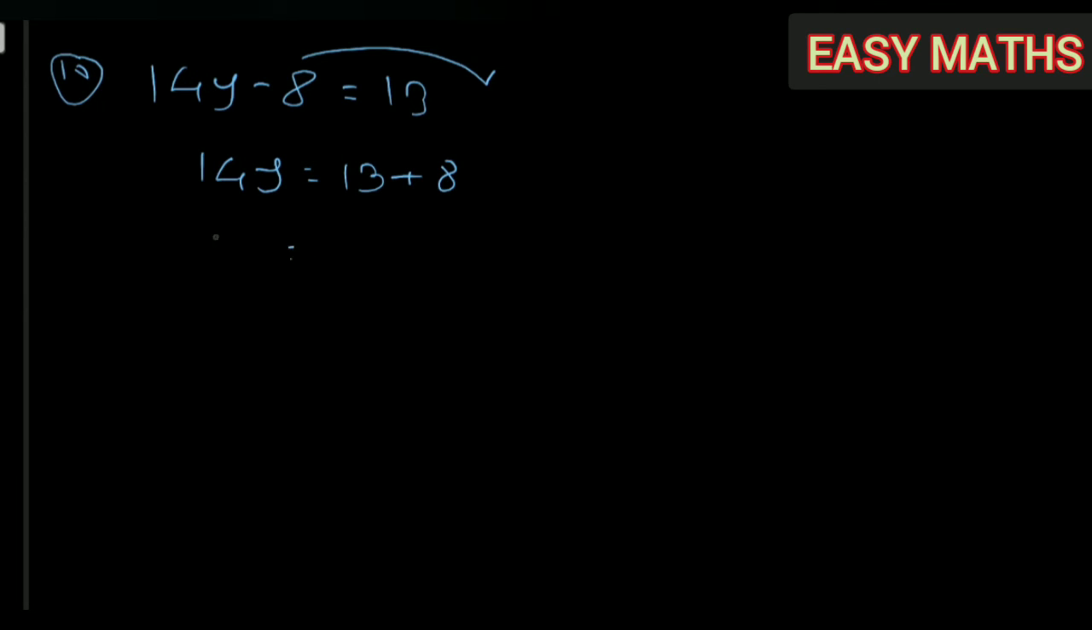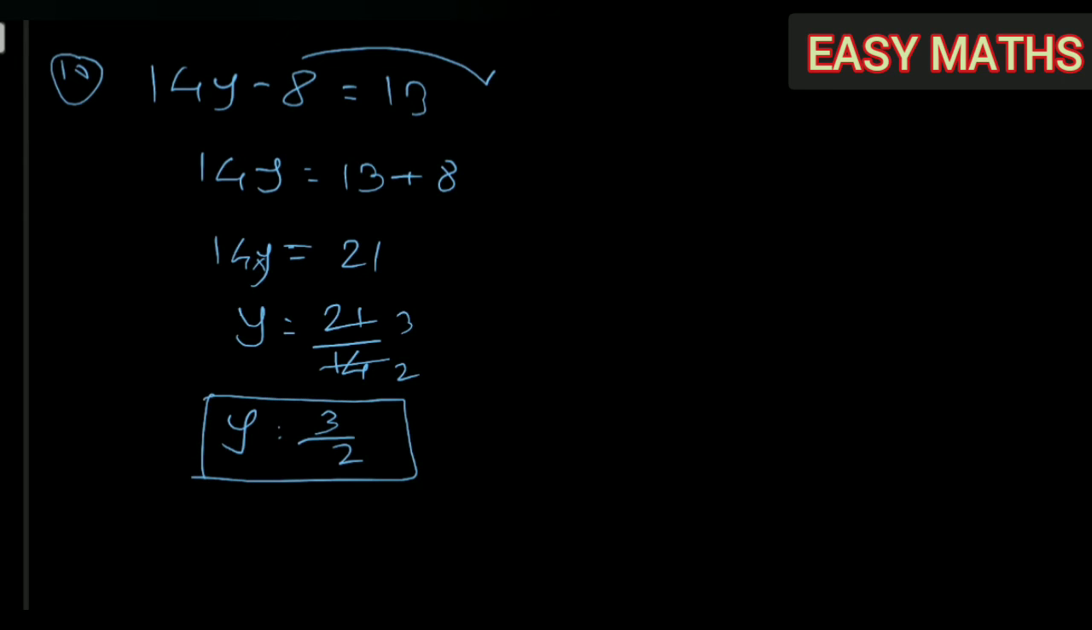So what will be the answer on the right side now? 13 plus 8 is 21. There is nothing between 14 and y, so there is multiplication. Multiplication becomes division. And now I am going to divide. 7 2s are 14, 7 3s are 21. So we get the answer 3 by 2.